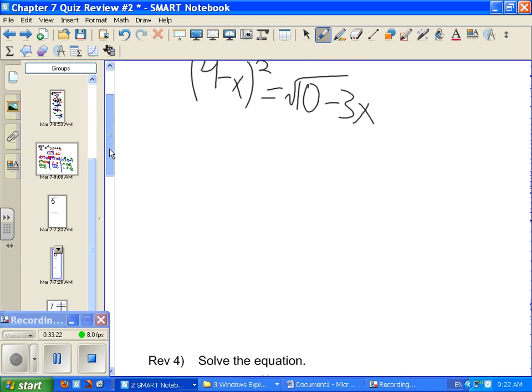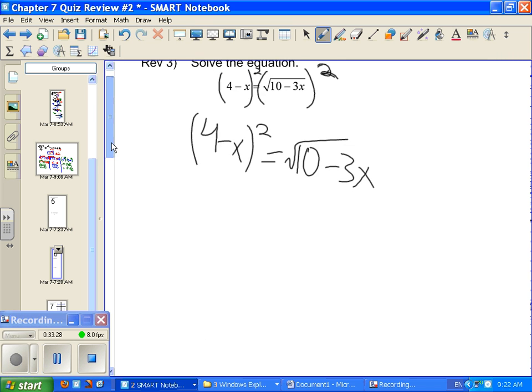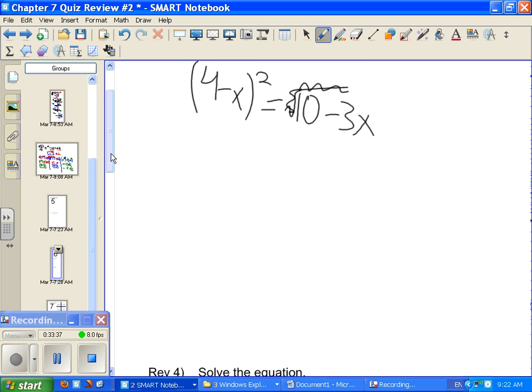Now what's next? Andy, what'd you do next? Then we have to factor. You squared the right side, right? Yeah, so that root's not there. Oh, my fault. Okay, pretend that's not there. What's next? Now it's factored out, so it's going to be x minus 4, x minus 4.